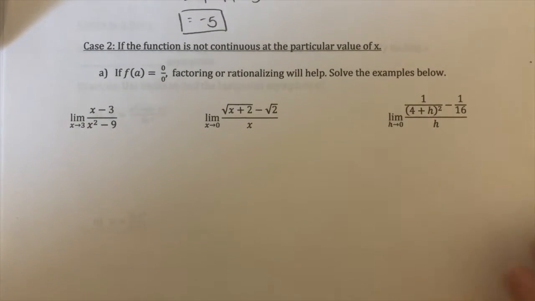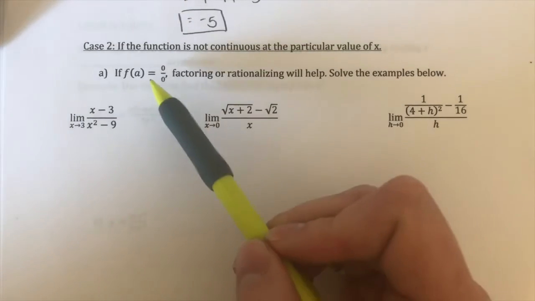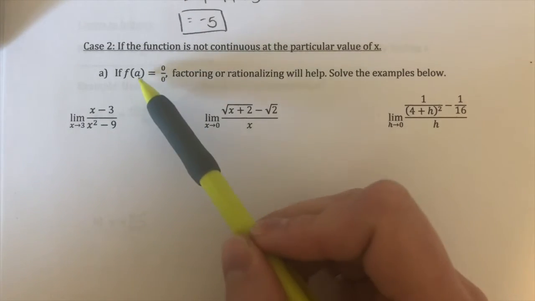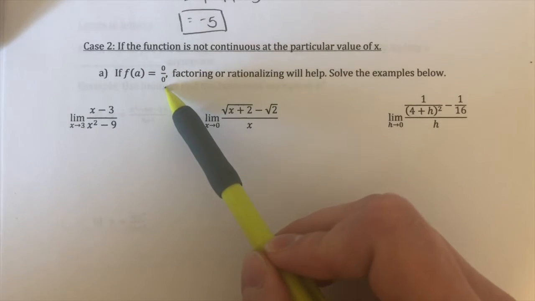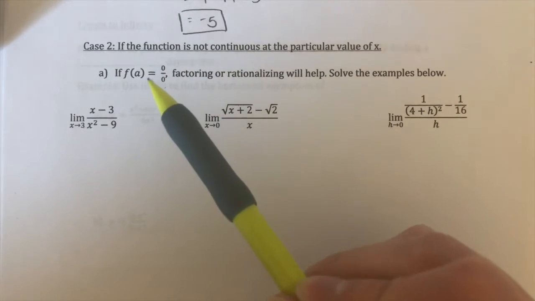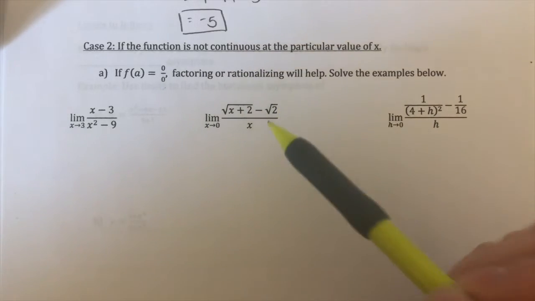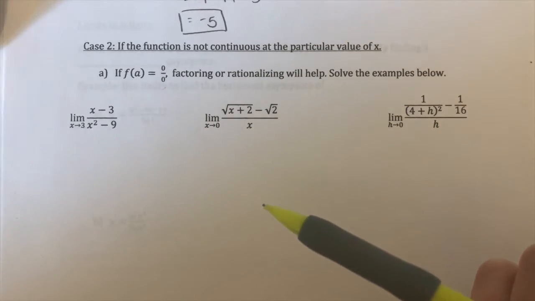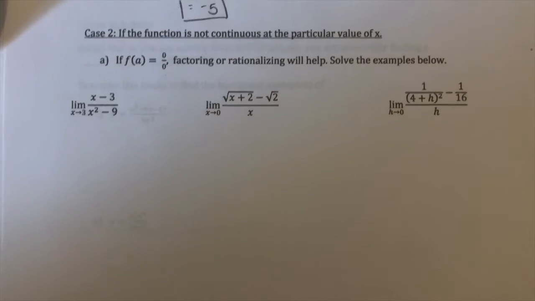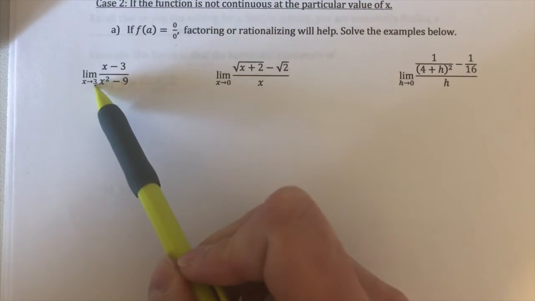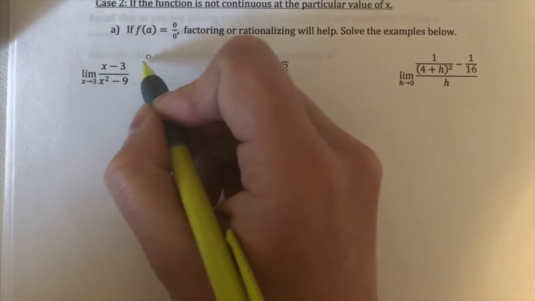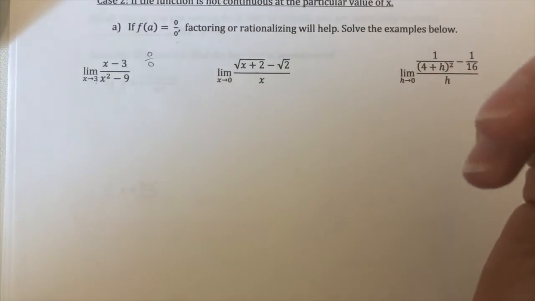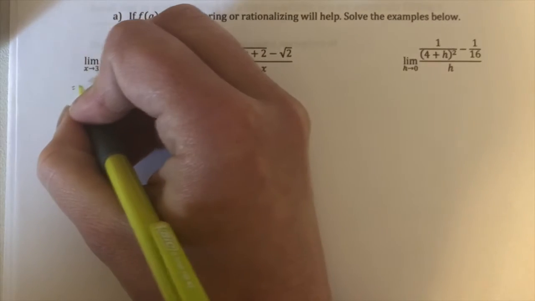Case 2, if the function is not continuous at the particular value of x. So there's 2 cases of this. So if when you put the value in question, so a 3, a 0, whatever, in and you get 0 over 0, that means the limit's going to exist, but you need to factor or rationalize or manipulate it somehow, okay? So first example, if we plug a 3 in, we get 3 minus 3 is 0 on the top, 3 squared minus 9 is 0 on the bottom. So we know we need to manipulate this thing somehow.